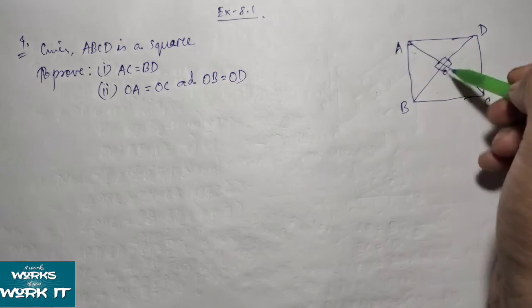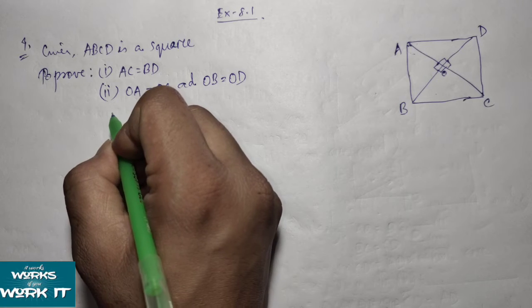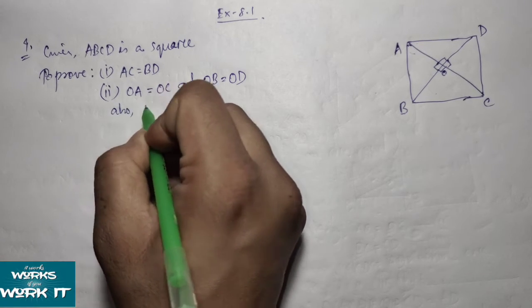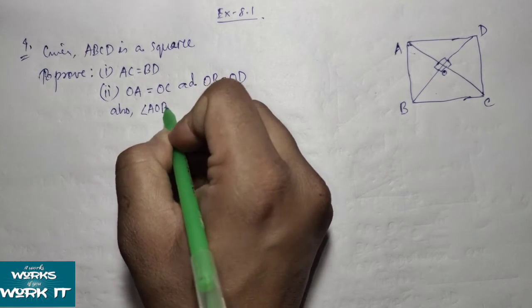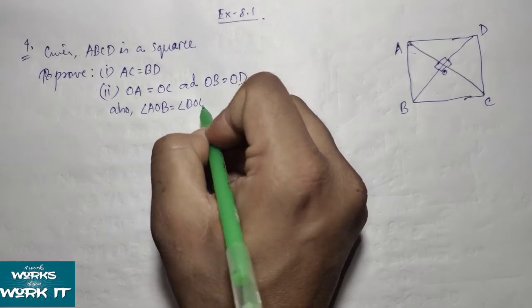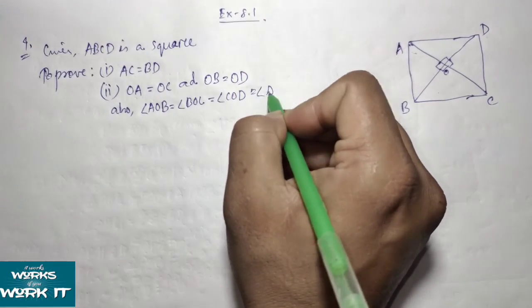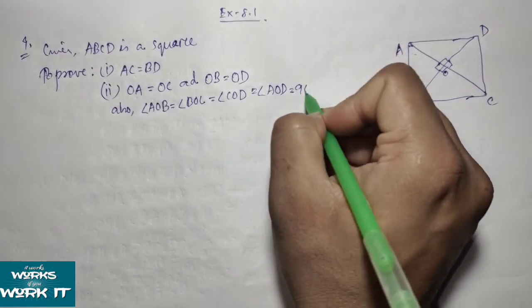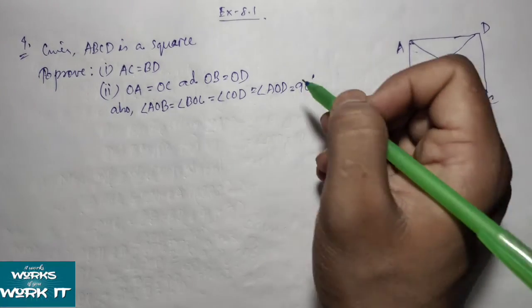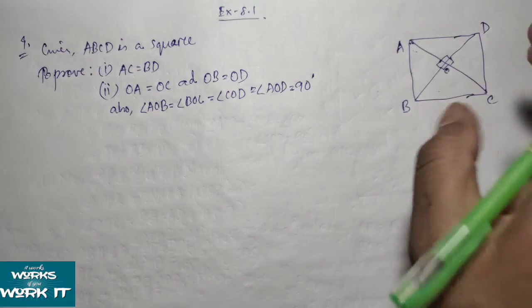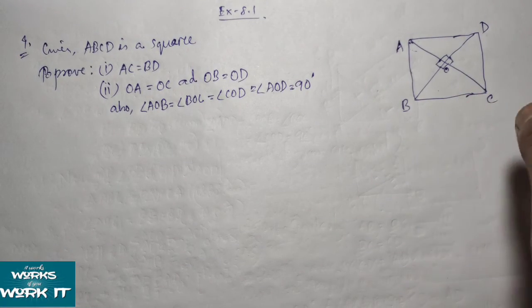Okay, angle AOB equal to angle BOC equal to angle COD equal to angle AOD. They should be how much? 90 degrees. That means the right angle. So we can show any one angle that is 90 degrees.